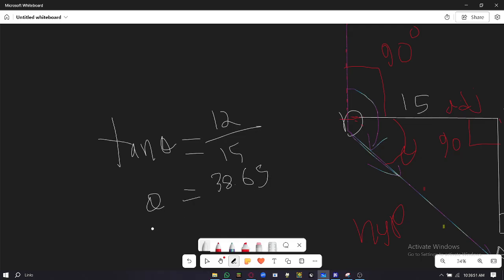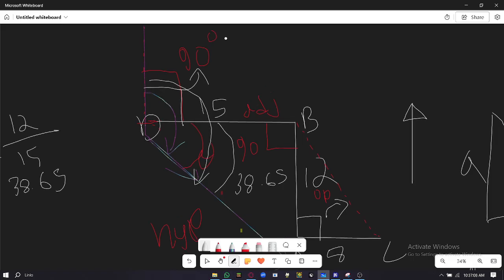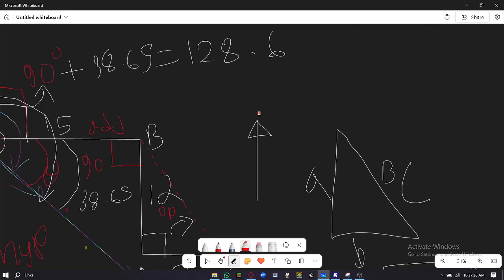38.65. But remember, that's not the answer. That's just this line right here. This is 38.65. We need to know the total angle, which is this whole thing. And we know this right here is 90. So it's 90 plus 38.65, which gives us 128.6. That, ladies and gentlemen, is this total angle, this whole total angle right there. So that's that bearing question.